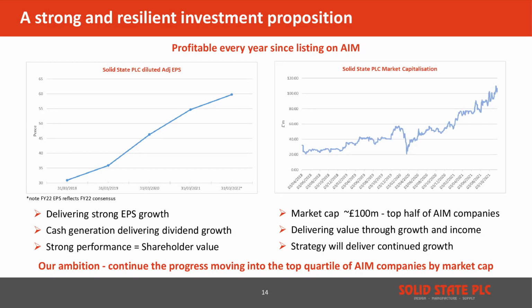Thanks, John. This year we're celebrating our 25th anniversary on AIM, and we're proud of our track record of having paid a dividend every year since joining the market. Our strategy places the group in an excellent position to continue scaling the business. Scale combined with our strategic focus will enable us to deliver stronger returns as revenues increase. Having reached approximately £100 million market cap in the period, we're in the top half of AIM companies, and we've set our sights on reaching the top quartile, and we're confident that we can achieve this.